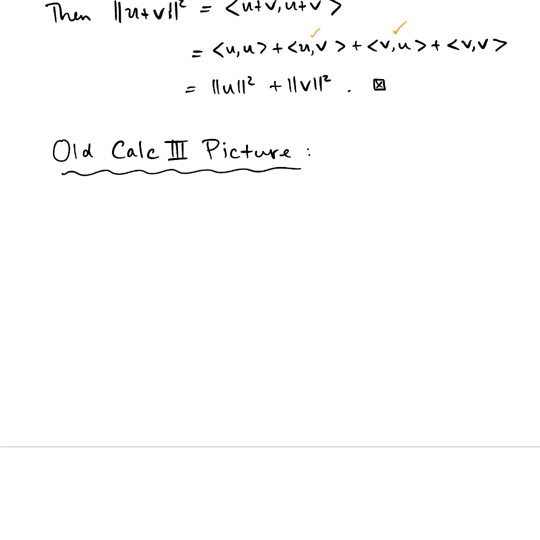Back in Calc 3, you sometimes drew stuff like this. You would have an arrow, like let's say that's the vector v. And then you'd have some other arrow, and that's the vector u. In Calc 3, we were sometimes interested in the amount of the vector u that was in the direction of the vector v.